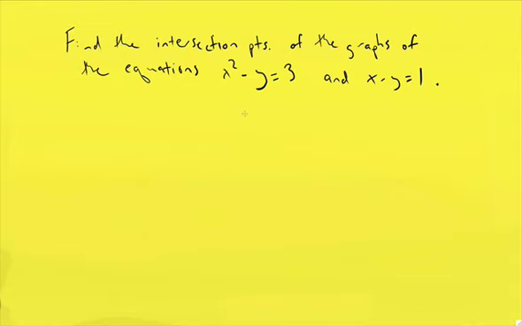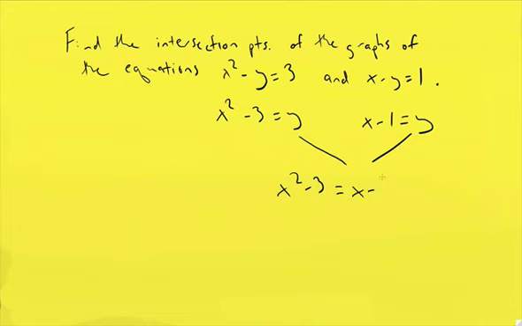So first, let's rearrange both of these. So we'd have x squared minus 3 equals y, and on this side we'd have x minus 1 equals y. And now we'll set the two y values equal to each other, and we'd have x squared minus 3 equals x minus 1. And now we can solve at what x value the y values are equal, and that's the definition of an intersection point.